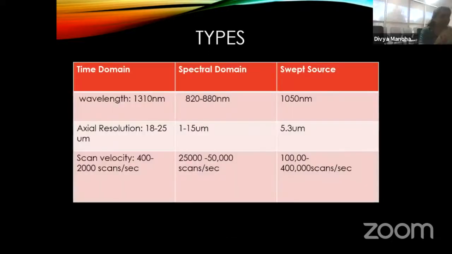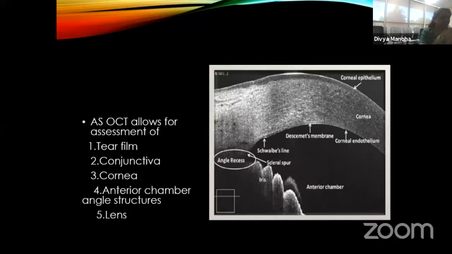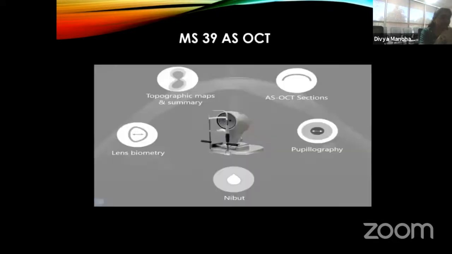The various types, as we know, are the time domain, spectral domain, and swept source OCT. I would be talking about the MS39 anterior segment OCT, which is based on the Placido disc and the spectral domain OCT concept. The MS39 is capable of topographic maps and their summaries. It gives us the anterior segment OCT sections. It also gives us pupillography, NIBUT, lens biometry, and glaucoma screening modules.